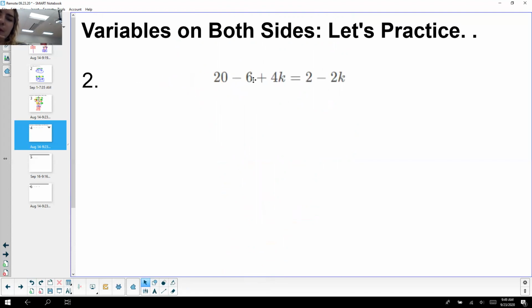All right, we've got 20 minus 6 plus 4k equals 2 minus 2k as our next problem. So again, I want you guys to either draw circles and squares or highlight. So I want you guys to identify your constant terms, and then I want you to identify your variable terms. Again, notice how I'm including those negative signs if I've got a negative term. Make sure you're doing that.